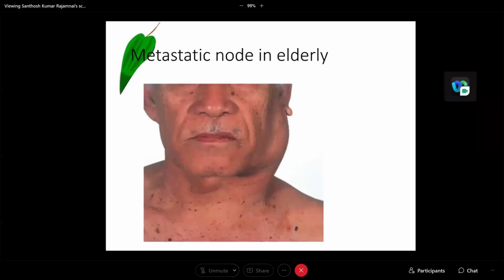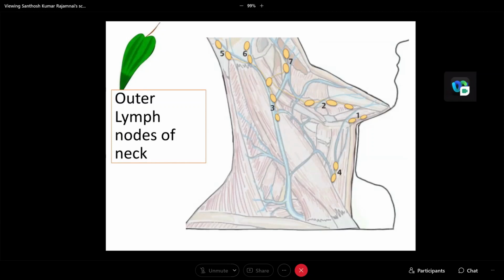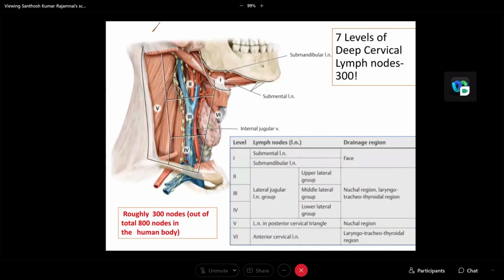So this is what it looks like. Most commonly, the metastatic node is the jugulodigastric node. And this is the configuration of the outer lymph nodes of the neck: the parotid, the submandibular, the jugular chain, the preauricular, the postauricular, and the occipital. These are the superficial chain of lymph nodes. And remember, there are around 300 lymph nodes in the head and neck, and there are 7 levels. These are called the Sloan-Kettering Memorial classification of the deep cervical lymph nodes.